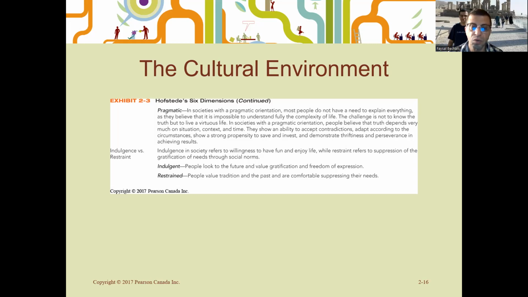In a society with a pragmatic orientation, people believe that the truth depends very much on situation, context, and time. They show an ability to accept contradictions, adapt according to their circumstances, show a strong propensity to save and invest, and demonstrate thriftiness and perseverance in achieving results.